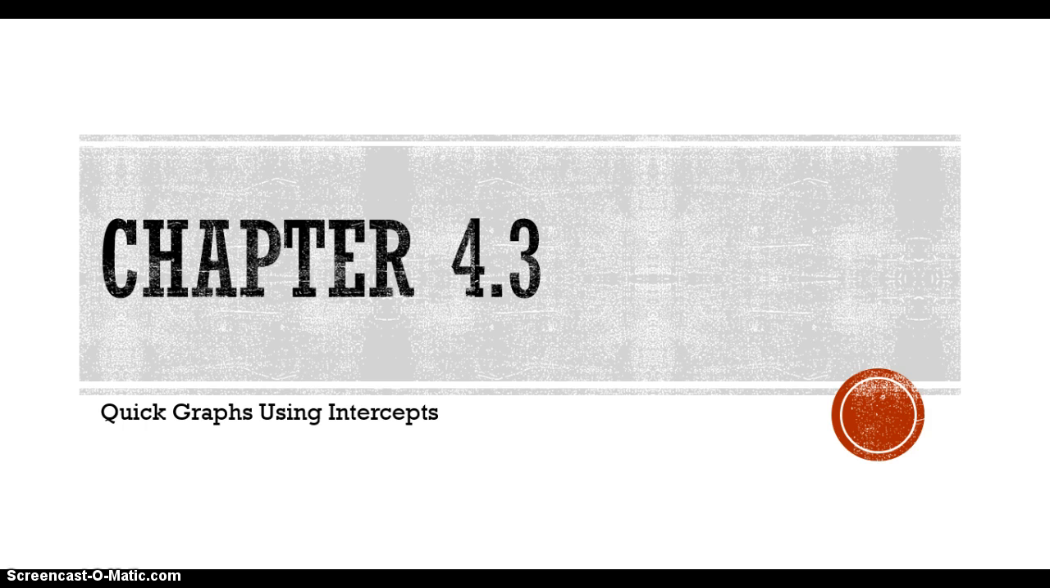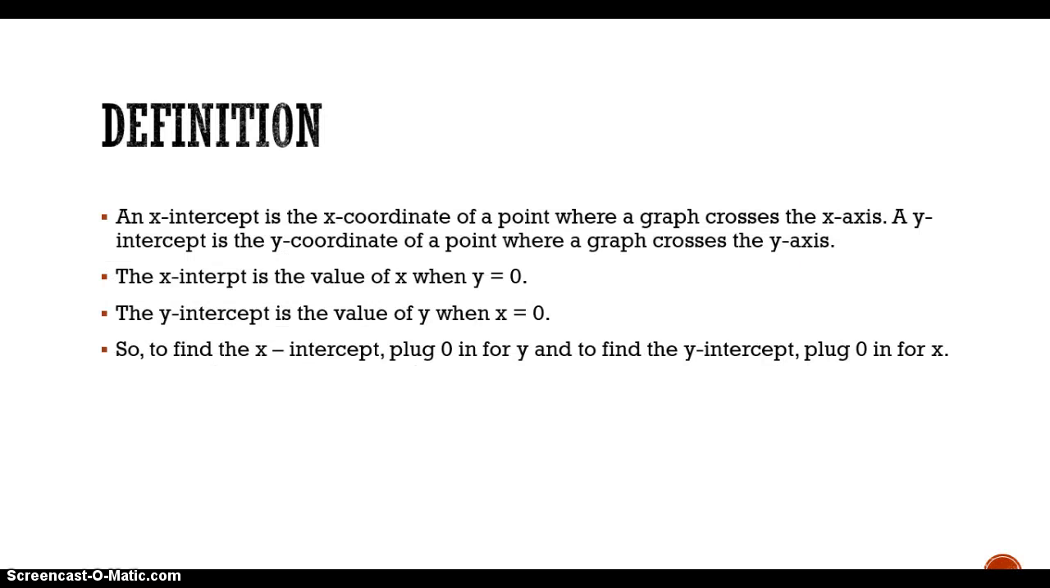Quick graphing using intercepts. So, definitions. An x-intercept is the x-coordinate of a point where a graph crosses the x-axis. And a y-intercept is the y-coordinate of a point where a graph crosses the y-axis.